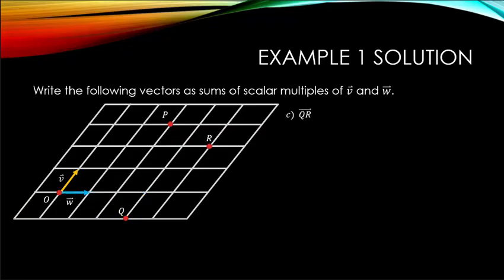For the vector that goes between Q and R, I first construct the vector. I start at Q and end at R. Now I need to see how many of the unit vector W's I need and how many of the unit vector V's I need to move from Q to R. I need one of the unit vector W's to move to the right horizontally, and I need 1, 2, 3 of the unit vector V's to move upward vertically to end up at R, so that my vector QR is also given by the unit vector W plus 3 times the unit vector V.